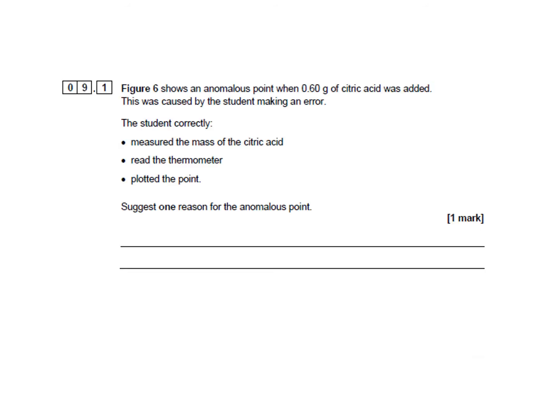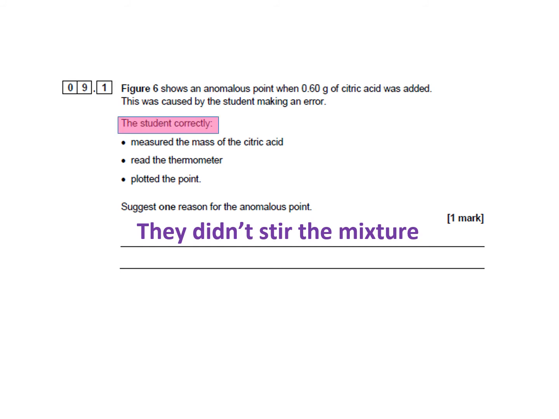Okay, so we have one anomaly, the one point that didn't fit on the line. Why might that anomaly have happened? Simplest answer, if they didn't stir the mixture, then that temperature would have been higher than expected because only some parts of the liquid will have been cooled. So the simplest answer is that they didn't stir the mixture.